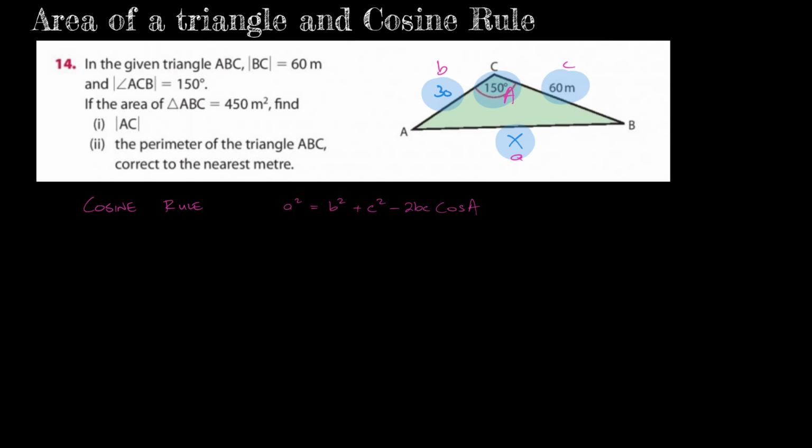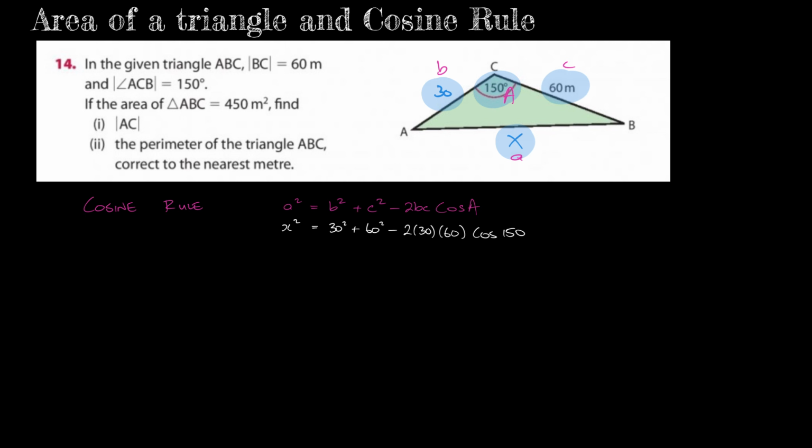And we'll fill that in now. So a squared is going to be x squared. b squared is 30 squared. c squared is 60 squared. Minus 2 times 30 times 60 cos of A, which is cos of 150. So you can see there, we'll just make sure that everything's filled in correct. a is equal to x, b is equal to 30, c is equal to 60, and A is equal to 150. So from there, I can tidy all that up.